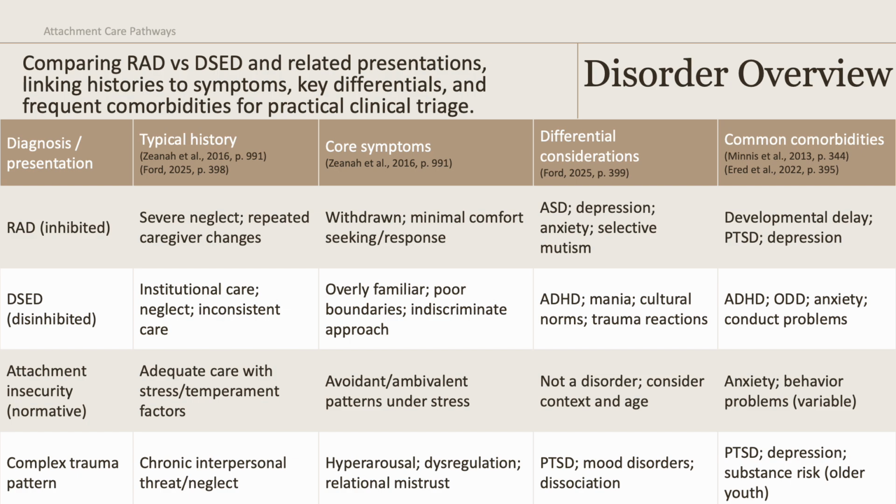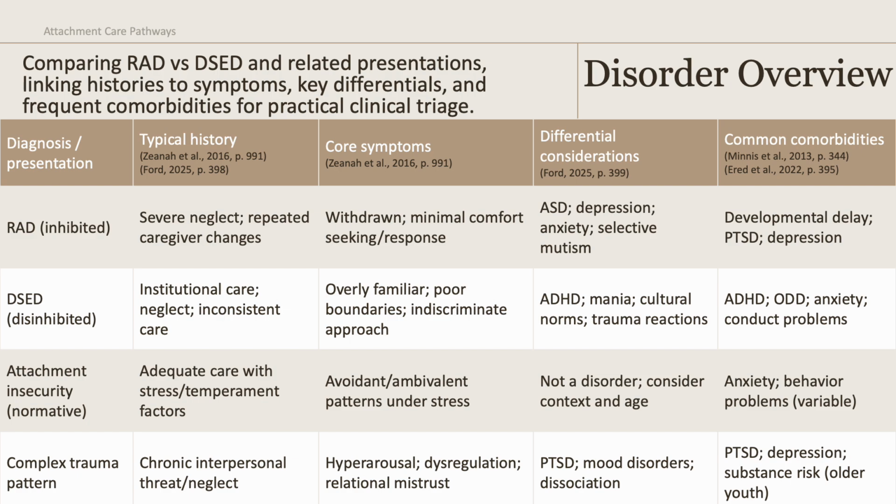Common comorbidities: these cluster around externalizing problems, ADHD, oppositional defiant disorder, anxiety disorders, and conduct problems. Research also shows elevated rates of bipolar disorder, with attachment insecurity mediating the relationship between early trauma and mood instability. This reflects the profound dysregulation that comes from never developing organized attachment strategies.